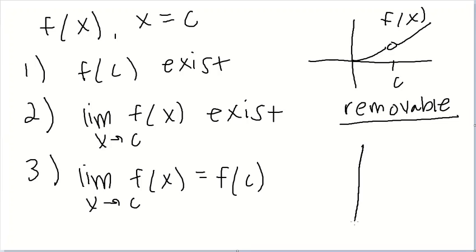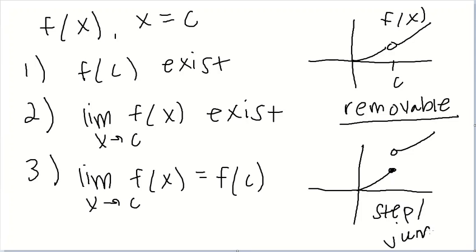Now let's look at another kind of discontinuity. Let's say I had a function that went up like this and was like that. We mentioned this a little bit in the last video: this is called a step discontinuity or jump discontinuity. Let's look at these three conditions and see which one, 1, 2, or 3, this function, which we'll call g of x, fails.